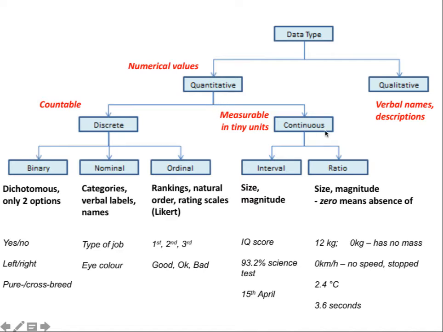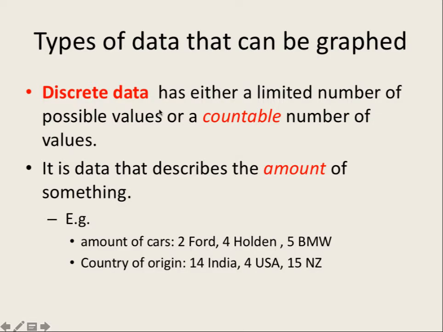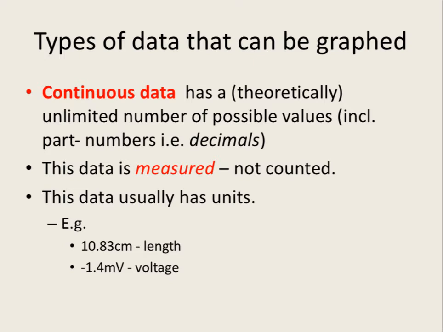So let's quickly go through some of these. As I said, the majority of our focus will be on these two, which are all quantitative data. So if we have discrete data, it has a limited number of values. It can be countable. In terms of continuous data, it theoretically has no limit. It generally has units, and it's not counted. The other distinction is that we can have part numbers. So we can have fractions, we can have decimal points. They're not specific to whole numbers.